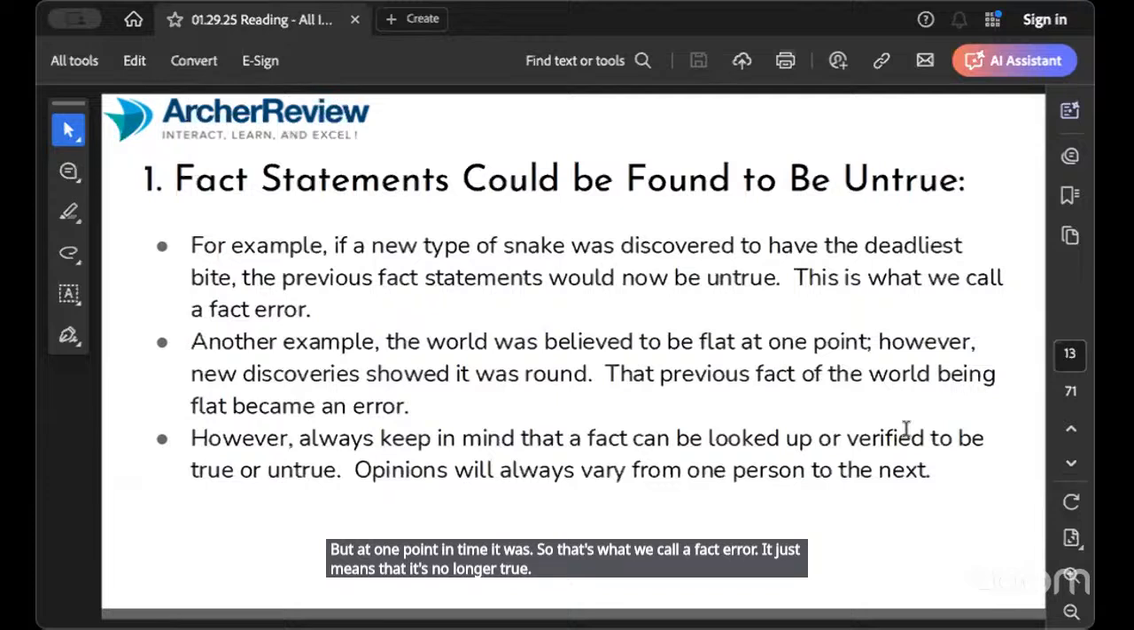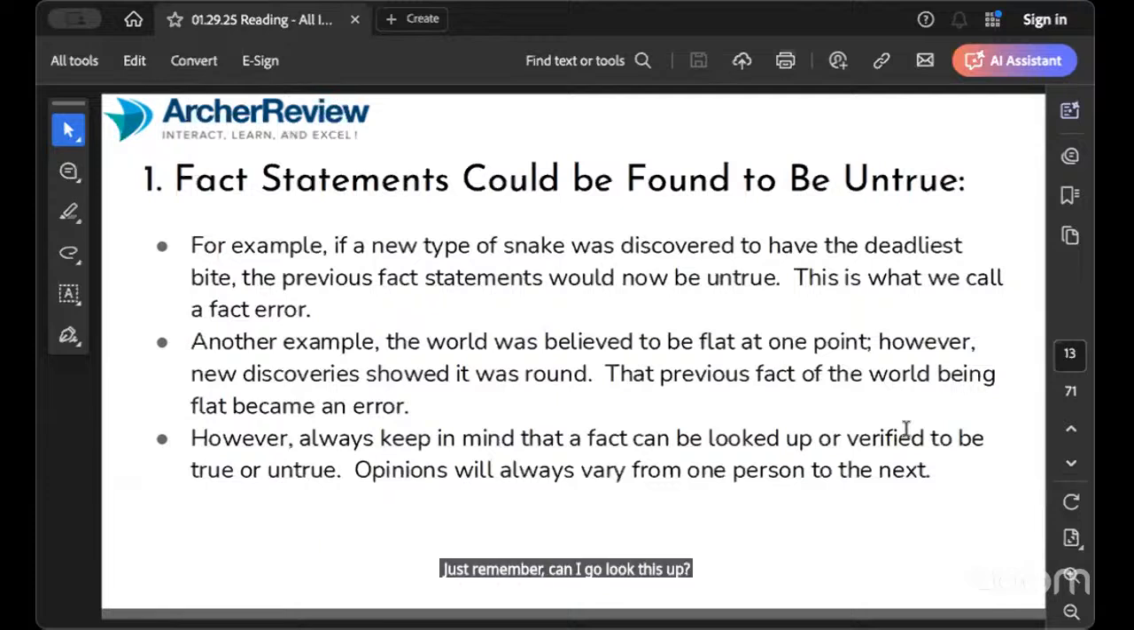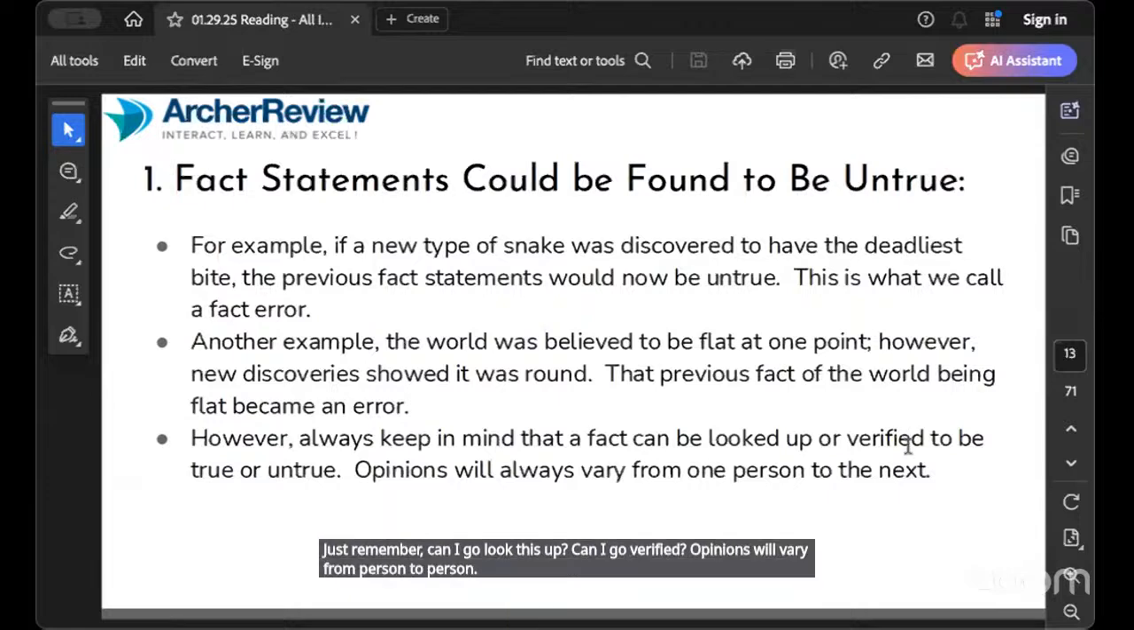Just remember, can I go look this up? Can I go verify it? Opinions will vary from person to person. Facts we can go look up.